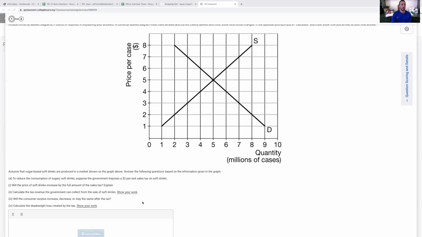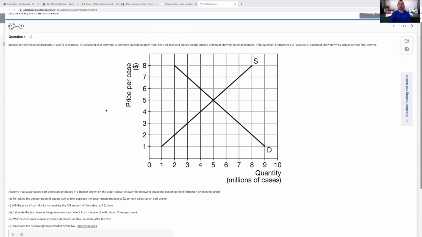A4, calculate the deadweight loss. So your new supply curve runs through this point. So your deadweight loss is going to be this triangle from 6 down to 4 over to your old equilibrium point. So your base of 1 times your height of 2 would be 2, divided by 2 is 1. So $1 million would be the amount of the deadweight loss.